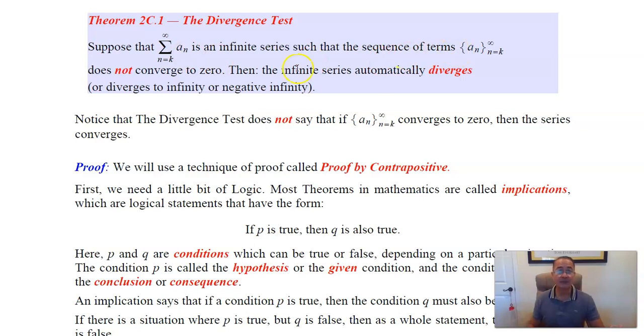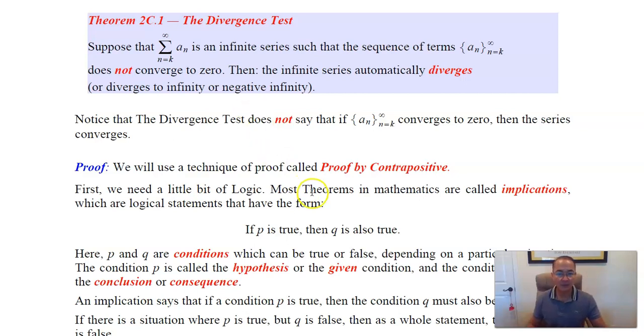If those terms do not converge to a limit of 0, maybe they converge to 7 or negative 4, or maybe they diverge to infinity, those are all included under the condition "does not converge to 0." Anything but 0. Then we can automatically say that the infinite series diverges, or diverges to infinity, or to negative infinity. Sometimes it's possible to decide which of these three divergences will happen.